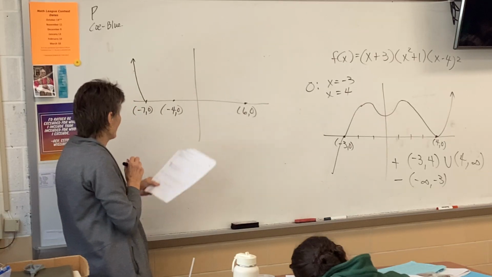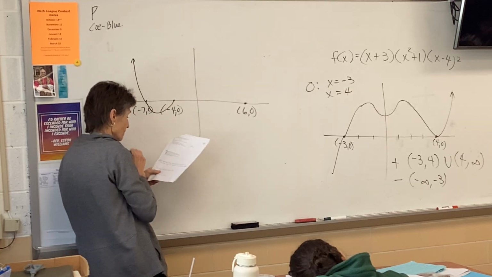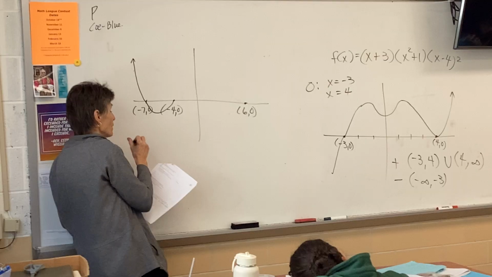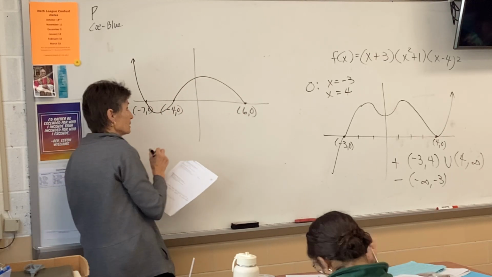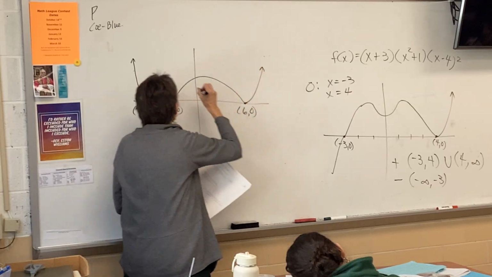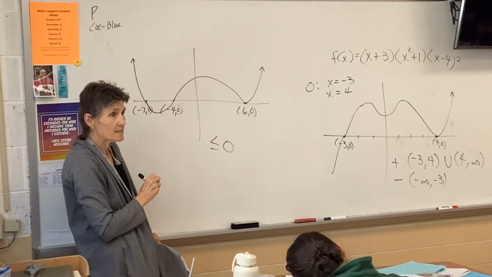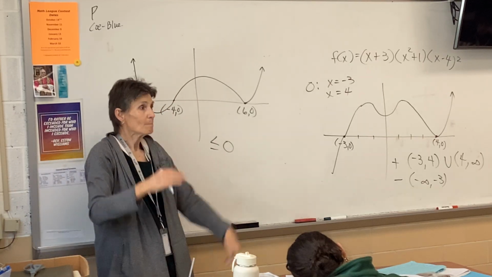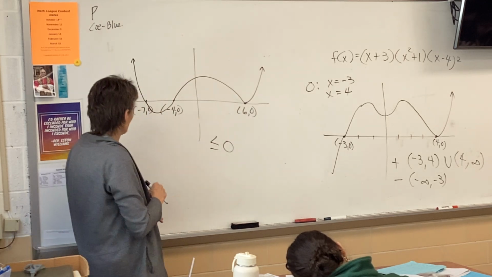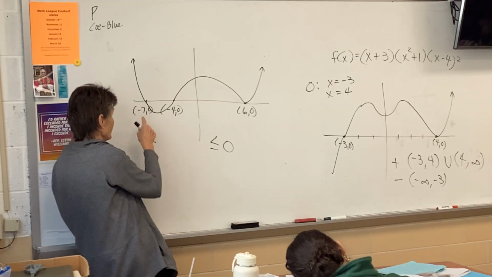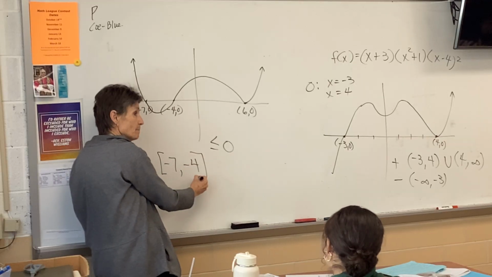And what does it do when it hits that -7? Goes through and connects. And then what does it do at -4? Goes through and connects. And what does it do at 6? Bounces off. Now, the problem says we want to be less than or equal to 0. That means under the x-axis. This is where we're less than 0. So it looks like the only place that we're less than 0 is from -7 to -4.